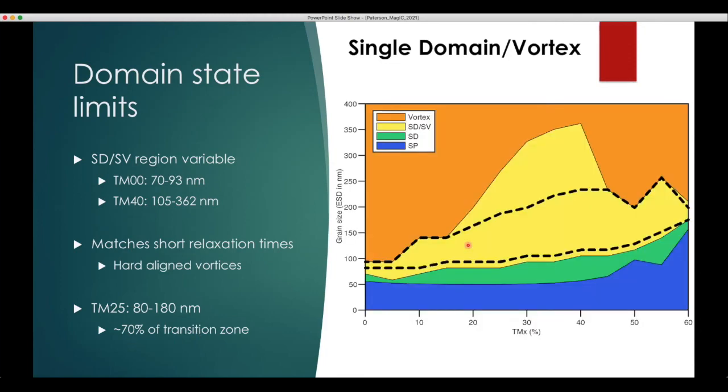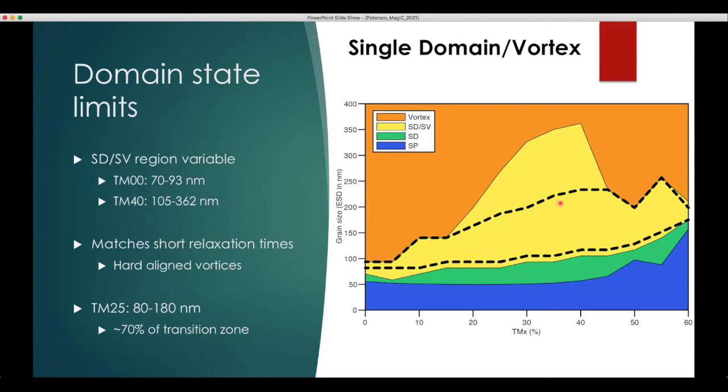So what we've been able to do is map out this hard-aligned region for the TM compositions. And what we can see is that, again, quite a large area of our single domain, single vortex transition zone corresponds to domain states which are single vortices aligned along a magnetic hard axis. If the relationship that we see here matches the short relaxation times that Les Nagy observed, this implies that intermediate titanomagnetite compositions may have a relatively large grain size range where they are essentially poor magnetic recorders. They are not capable of preserving stable signals for sufficiently long periods of time to be useful for anything that we would like to use them for.